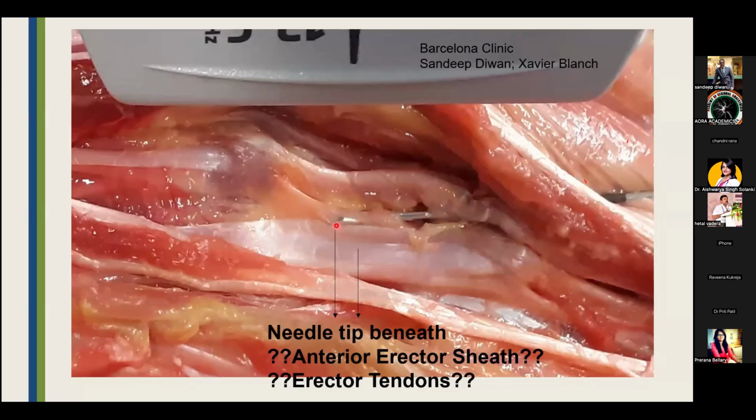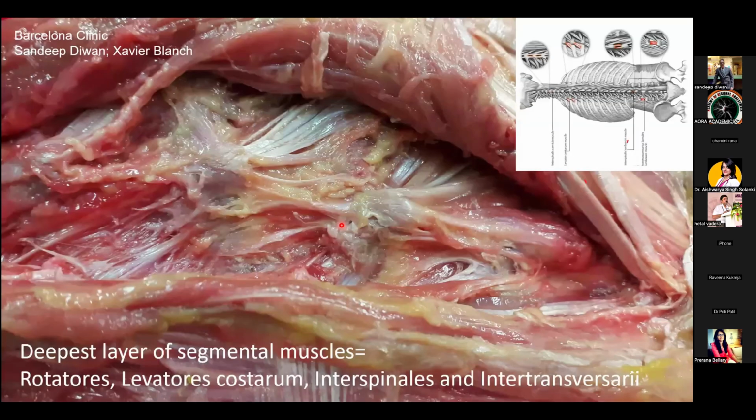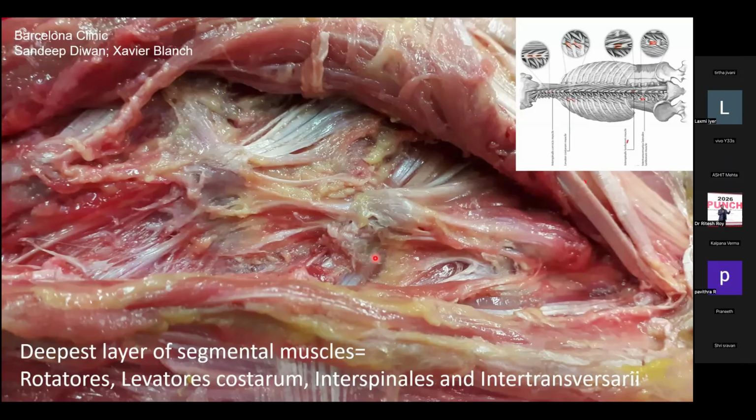So here you can see the needle tip. I'm unsure whether it is the anterior erector sheath or these are the erector tendons, and you're placing it in the sheath of the erector tendons. Now, once you remove all the tendons and reflect the bulk of the erector spinae muscles along with tendons, what you find is the spinous process. These are going lateral to the spinous process. These are the short muscles. They have been called by several names like rotatores, levatores costarum, interspinalis, or intertransversarii. These are some of the muscles of the back.